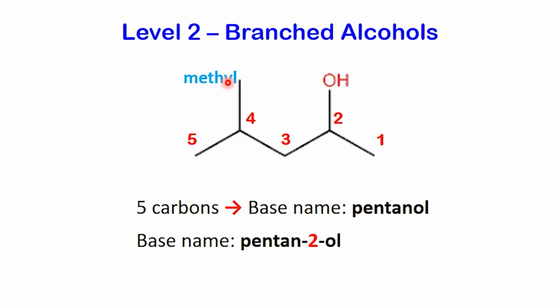Step 3. Identify substituents. There is a methyl group attached to carbon 4. Substituents are written before the parent name along with their position. The final name is 4-methylpentan-2-OL. Notice that the hydroxyl group still controls the numbering, not the branch.